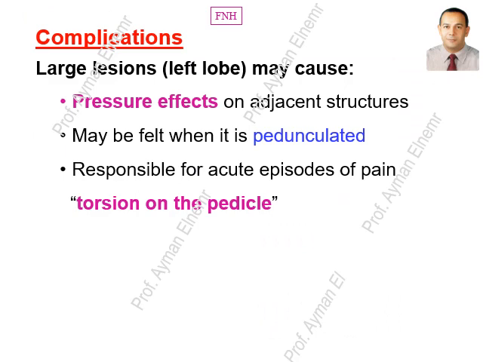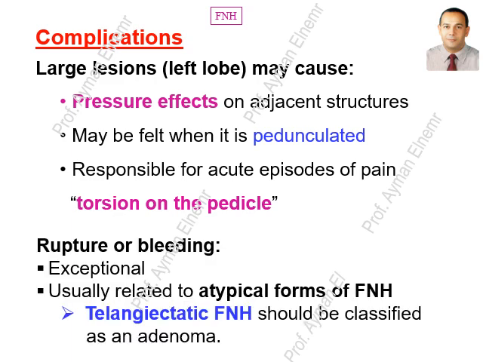Large lesions located in the left lobe of the liver may cause a pressure effect on the adjacent structures with resulting symptoms. The lesion may be felt when it is pedunculated and can be responsible for acute episodes of pain because of torsion of the pedicle.